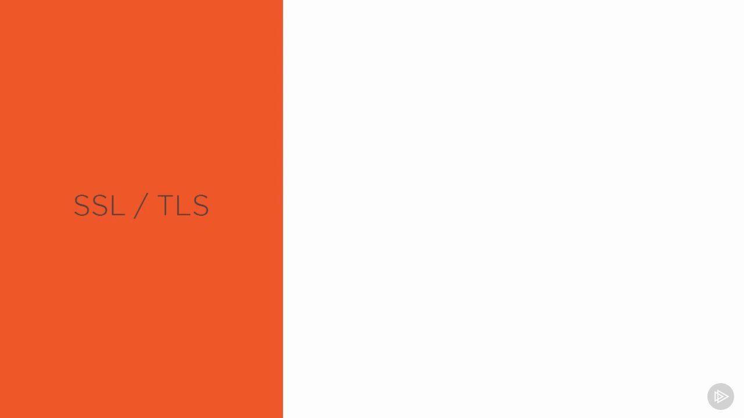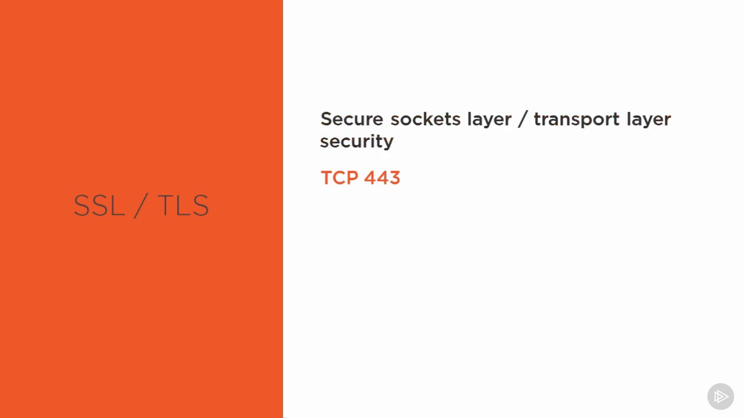SSL or its successor TLS VPNs are becoming more and more popular. SSL stands for Secure Sockets Layer, and TLS, its successor, stands for Transport Layer Security. You'll often see SSL and TLS used interchangeably. However, understand that SSL has some security flaws, whereas TLS is considered to be secure. This type of VPN uses TCP port 443.